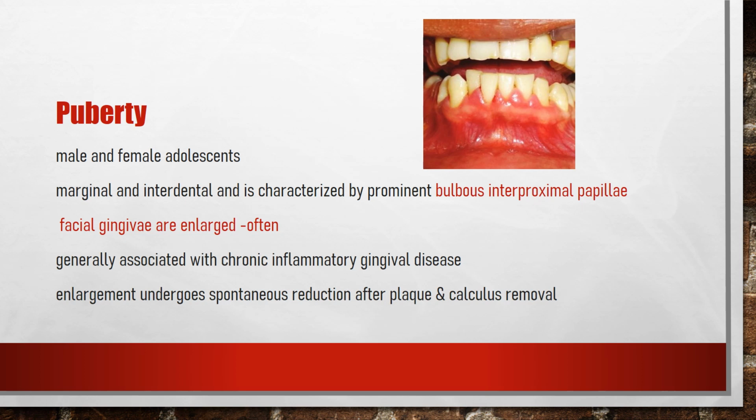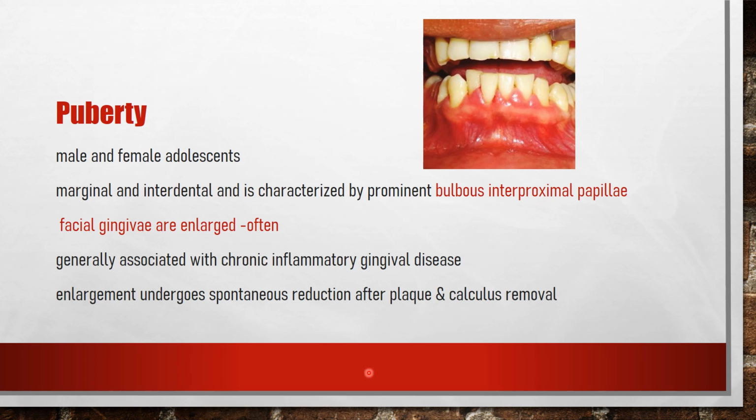Then coming to the puberty associated gingival enlargement. Enlargement of the gingiva is sometimes seen during puberty. It occurs in both male and female adolescents. It mainly occurs in the marginal and interdental gingiva and is characterized by a prominent bulbous interproximal papilla. So you can see this bulbous interproximal papilla.